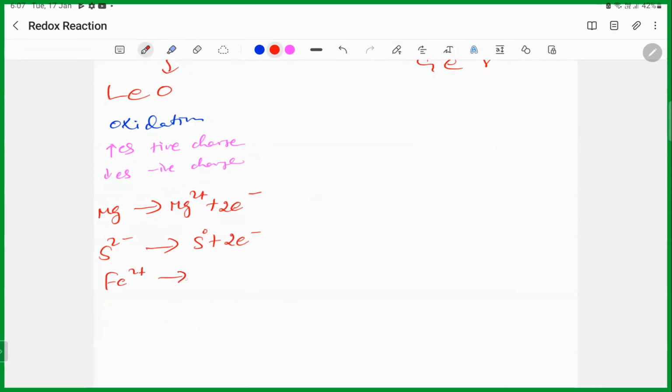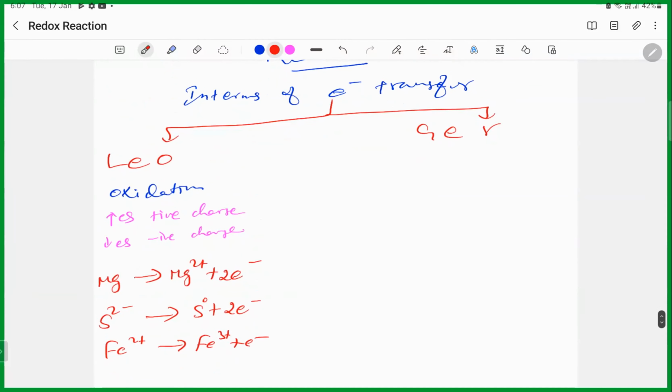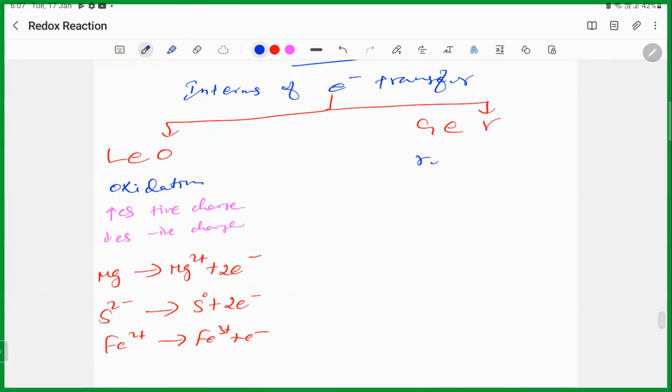Fe2+ goes to Fe3+ plus an electron, then it is called oxidation. So what is reduction? Gain of electrons is reduction. Reduction is defined as a process which involves gain of electrons by an atom or ion. The gain of electrons may result in a decrease in positive charge and an increase in negative charge. Then it is called reduction.